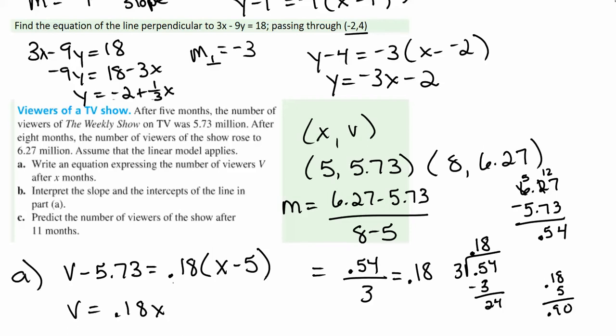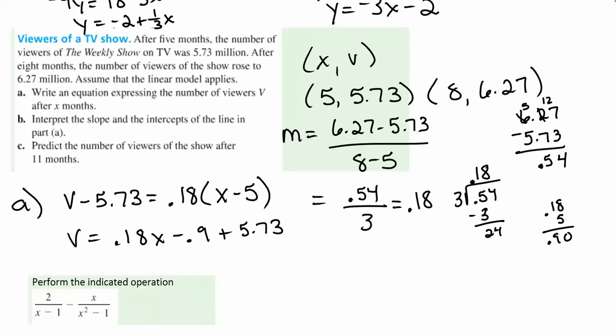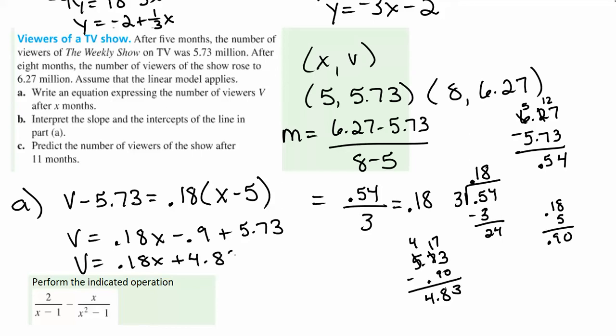0.18x. So this is minus 0.90, and then you're going to add plus 5.73. And 5.73 minus 0.90, let's do that subtraction. So 5.73 minus 0.90, that's 3. Change this to 17 and change that to a 4. So that's 4.83. So V is equal to 0.18x plus 4.83. So that's your answer to A.